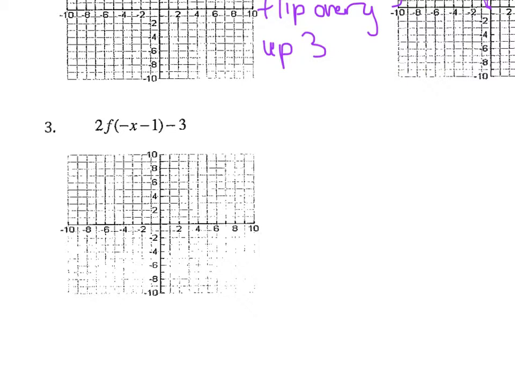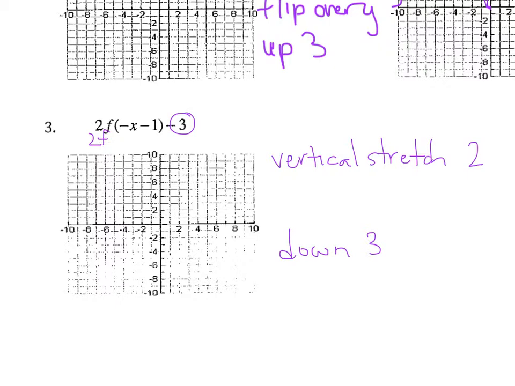Number 3, the 2 on the outside is going to be a vertical stretch. So all my y-coordinates are going to be multiplied by 2. I have a -3 on the outside, which tells me that I'm going to move my graph down 3, and that should happen last. And I actually have to pay close attention to the inside. I really need to factor out that negative. Otherwise, I'll be moving my graph the wrong way. So that should always happen.